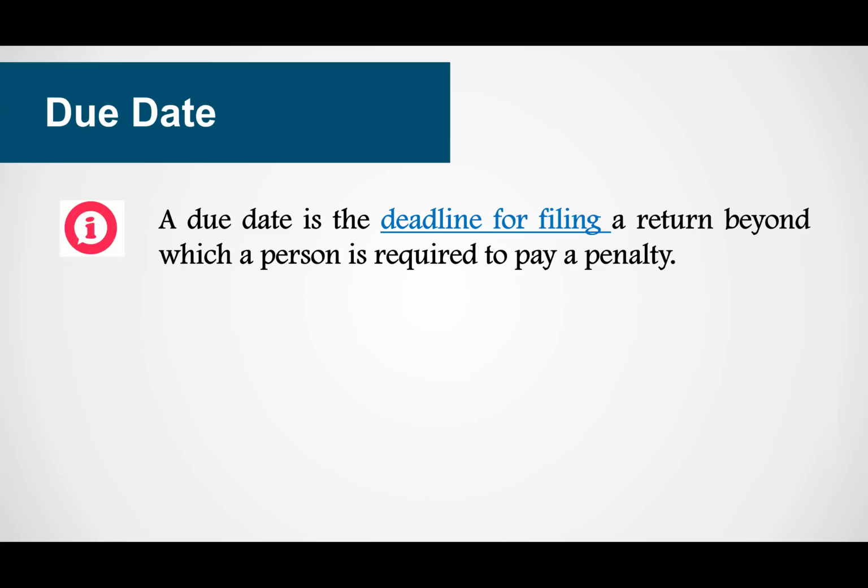Due date. A due date is the deadline for filing a return beyond which a person is required to pay a penalty. Yes, you can self-assess yourself, but don't take the entire year self-assessing yourself. There's a deadline. Okay? Say, I'm still self-assessing myself. I'm still self-assessing. My friend, there's a deadline. There's a deadline, and you must go by the due date.